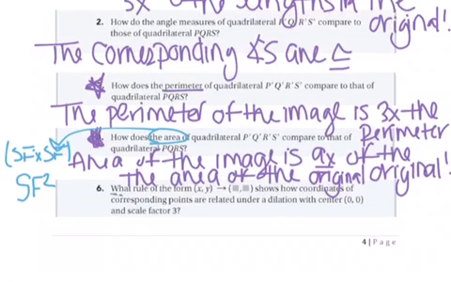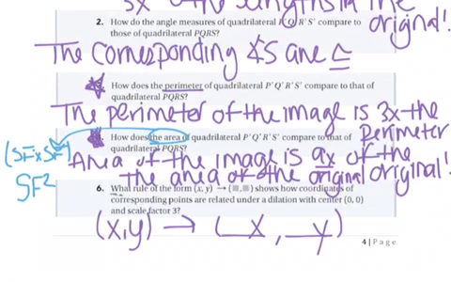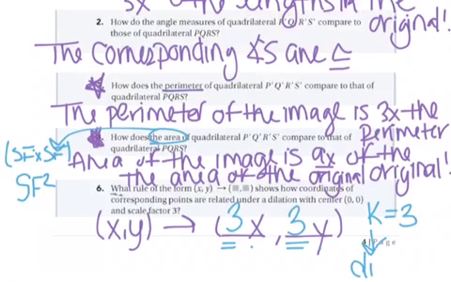Okay, the last one says to write the rule. We took our original coordinates, the x and the y, and to get our new coordinates, we multiplied them by 3. So I have 3 times my x coordinate and 3 times my y coordinate. You're going to see on the practice pages something like this. It will say k equals 3. K is simply your dilation factor. So that would mean I could replace these 3's with any dilation factor or any k value.